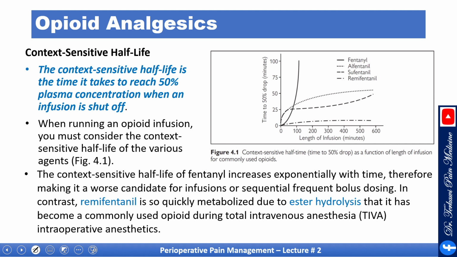This is a very popular graph. As you see here, the remifentanil compared to the fentanyl: the context-sensitive half-life of fentanyl increases exponentially with time, therefore making it a worse candidate for infusion or subsequent frequent bolus dosing. In contrast, remifentanil is so quickly metabolized due to ester hydrolysis that it has become a commonly used opioid during TIVA.